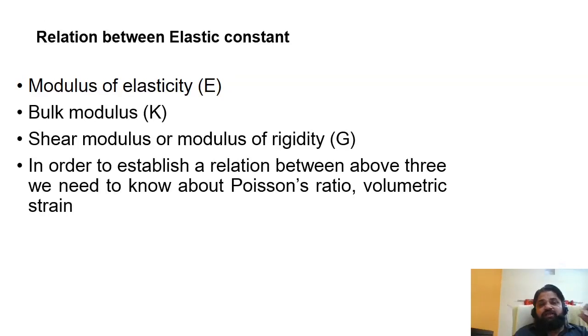Because initially at the very first class we have discussed, whenever there is a force, that force will have components, and that component creates two major kinds of stresses. One is direct stress, one is shear stress. The direct stress is the cause which causes the volumetric change, and the shear stress causes the shape change or distortion induced in the structure.